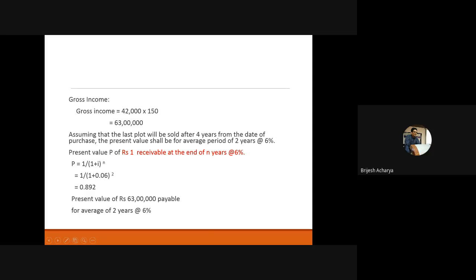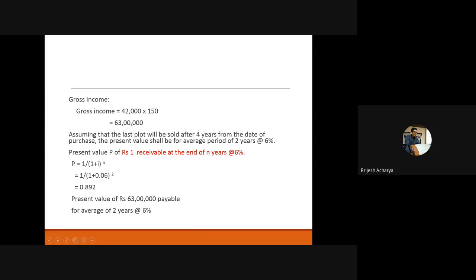So gross income from that, 42,000 into 150, is 63 lakh rupees. It will not happen that the moment you open the property for sale in the market, all the plots will be sold on one day. So let's consider that the first plot is sold today and the last plot will be sold after 4 years, an average period of 2 years. The present value of one rupee receivable at the end of n years at 6% rate of interest is 0.892. Means if you are receiving 1 rupee after 2 years, because the total period is 4 years, the value of rupee 1 can be taken as 0.892 rupees.